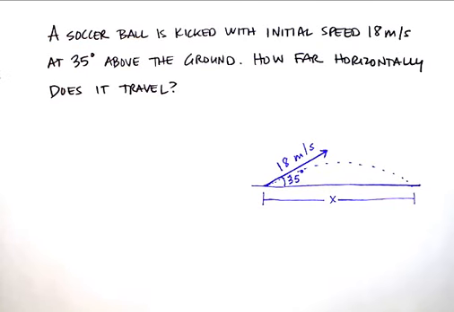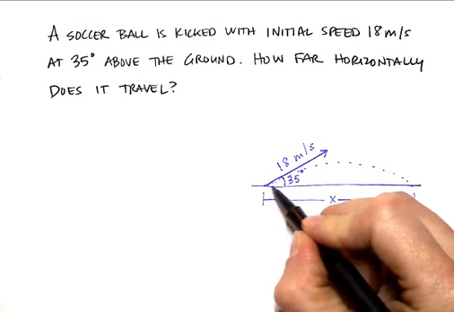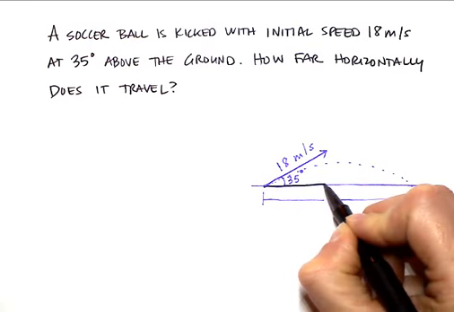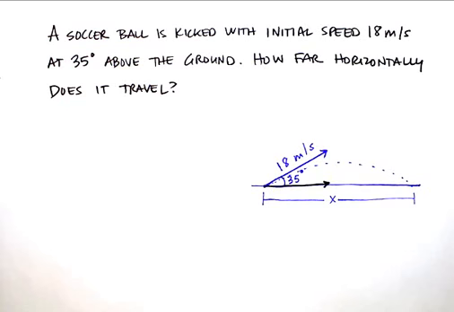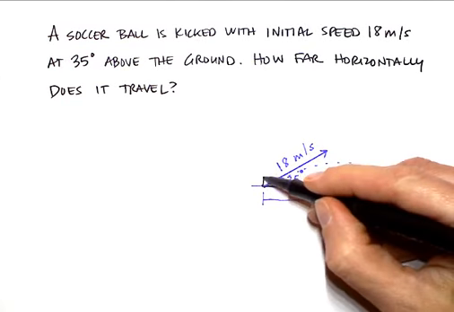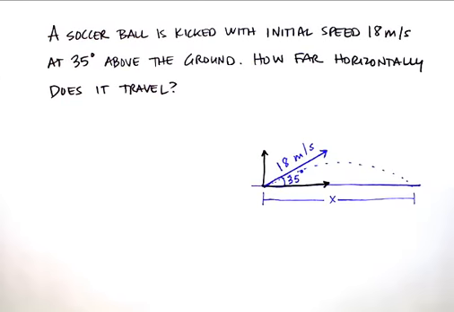We're going to want to make sure that we break things down into components so that we have the portion of the velocity that points horizontal for the constant speed part of the motion, and the portion of the velocity that points vertical for the acceleration.